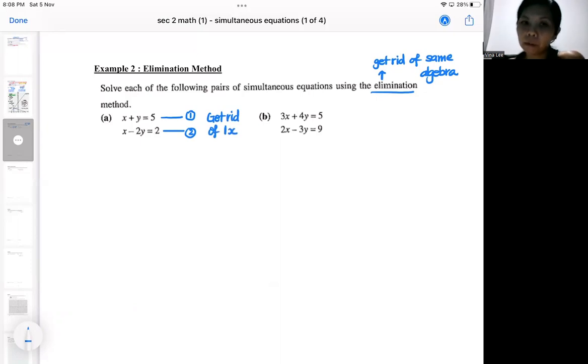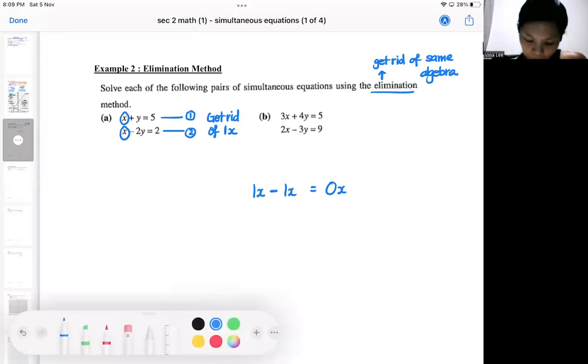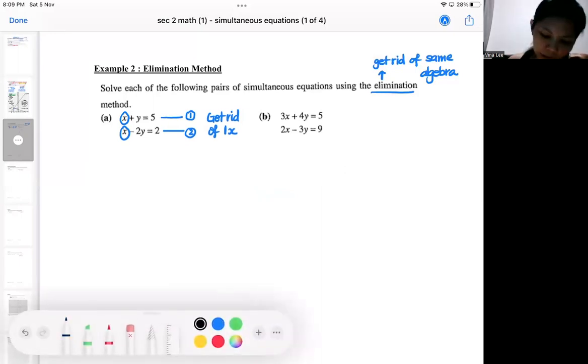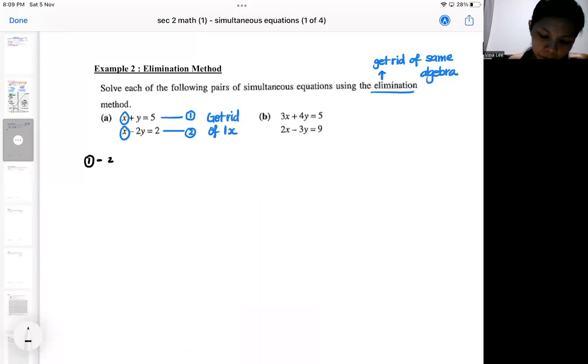How are you going to get rid of 1x? You are going to subtract, or you're going to add. So think about it. In this case, x and x, how are you going to eliminate them? 1x and 1x, how do you make it into 0x? You got to subtract it. So x minus x will disappear, correct? Have this thinking in your head. So I'm going to get rid of x by equation 1 minus equation 2.